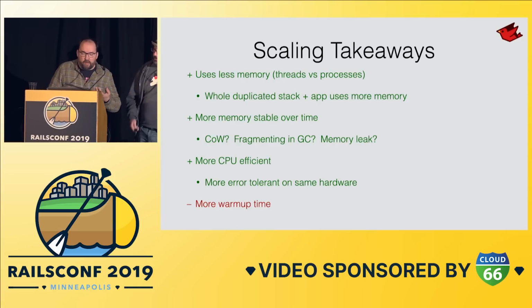So the takeaways here are that we use less memory. This is just because we're using threads versus entire subprocesses. Copy on write does definitely help JRuby, but having to duplicate the entire Ruby runtime and Rails stack and your application in each subprocess is going to take some extra memory, even with copy on write. We're more stable over time as well.